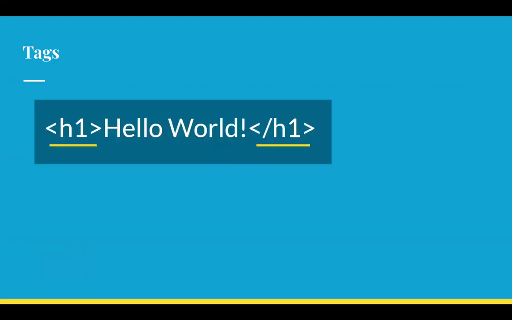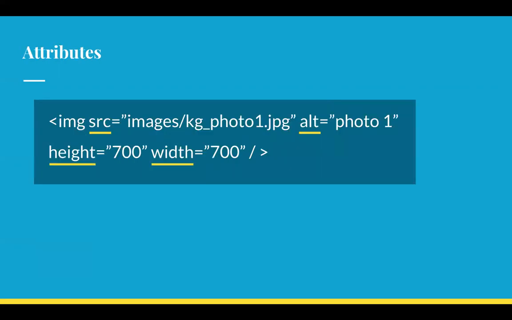Elements must have an opening and closing tag. The content to be displayed on the page is in between the tags. Here, only Hello World would be visible on the web page. HTML elements can have attributes that further define the structure. For instance, an image with the tag img can have image attributes such as source, alternate text, height, and width.